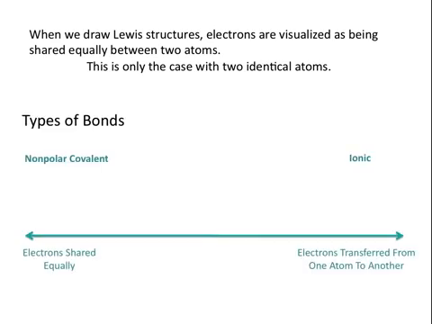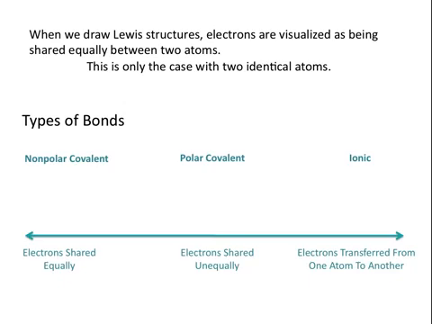Normally, when you start talking about bonding, you talk about ionic bonds, where electrons are essentially transferred from one atom to another, and you talk about covalent bonds, where electrons are shared between two atoms. We're going to expand on the definition of a covalent bond today. In a non-polar covalent bond, you have electrons shared equally. But there's also such a thing as a polar covalent bond, where you have electrons shared unequally.